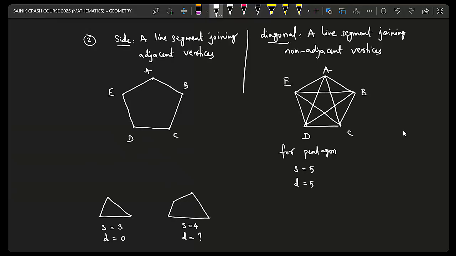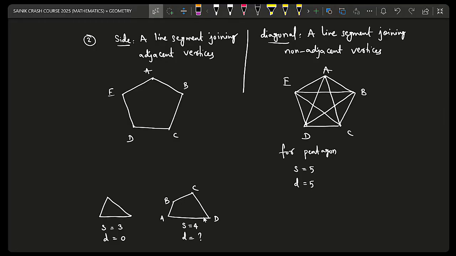Harshvardhan, can you answer the number of diagonals of a quadrilateral? Yes, sir. Sir, name the vertices. A, B, C, D.